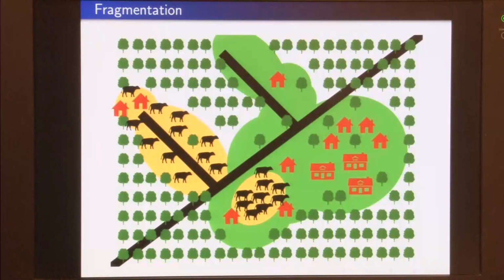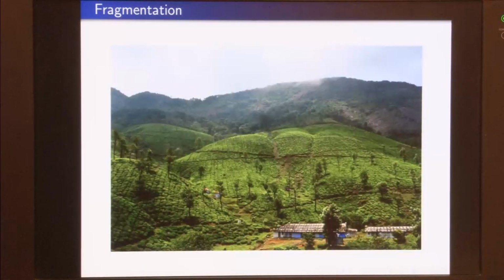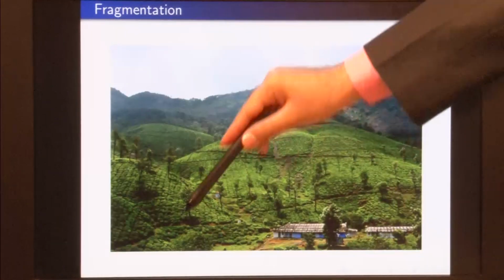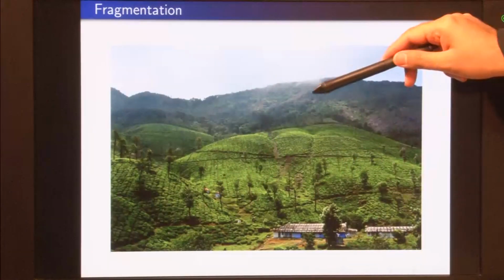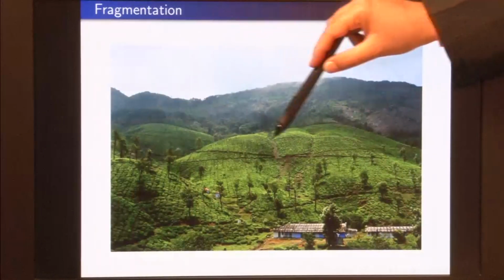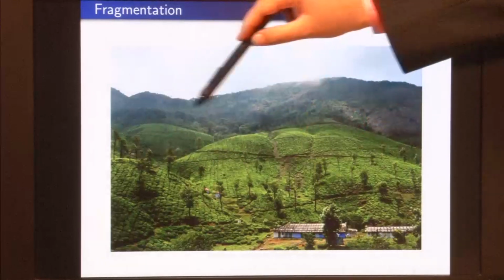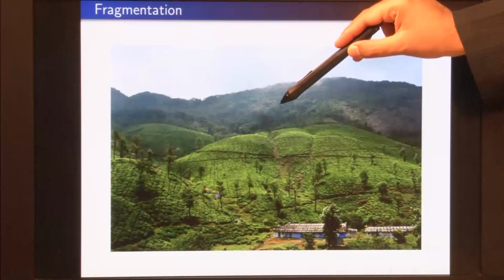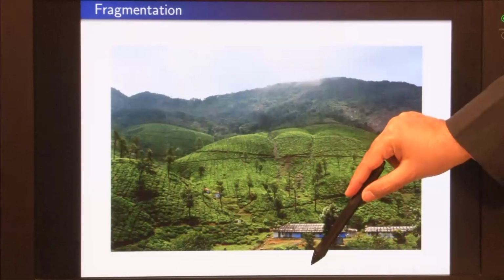Now, one example of fragmentation is this. In this case we had these forests and we also had forest on the other side. Animals would be able to cross from this side to this side, but now because all these areas have been converted into tea plantations, the animals cannot move from this forest to the forest on this side.